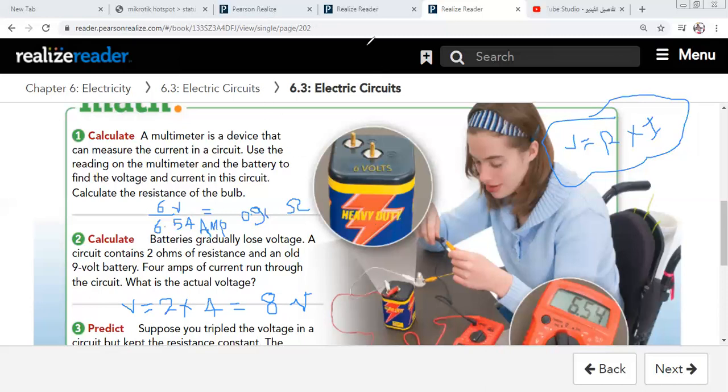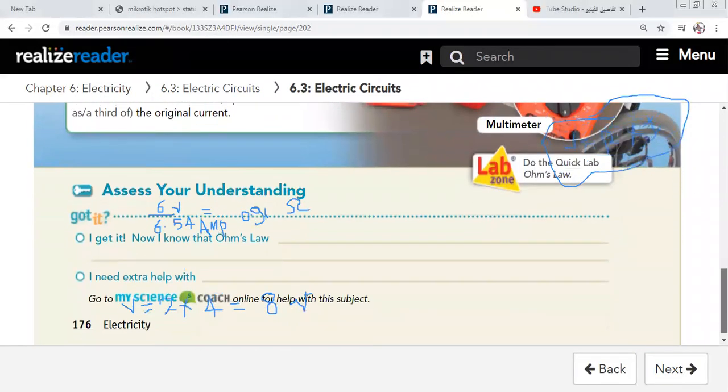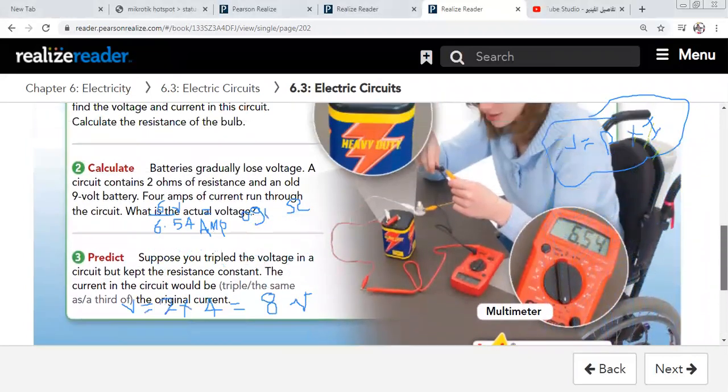Solve it in your book, please, on page 176.